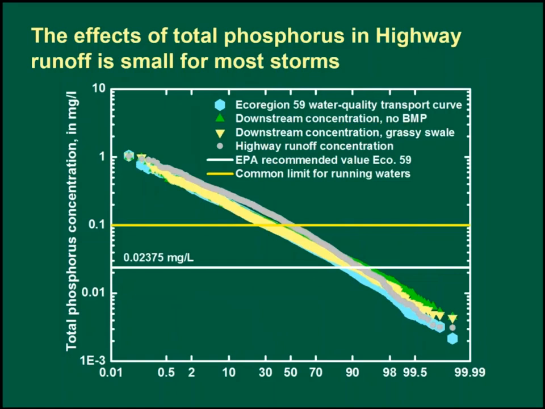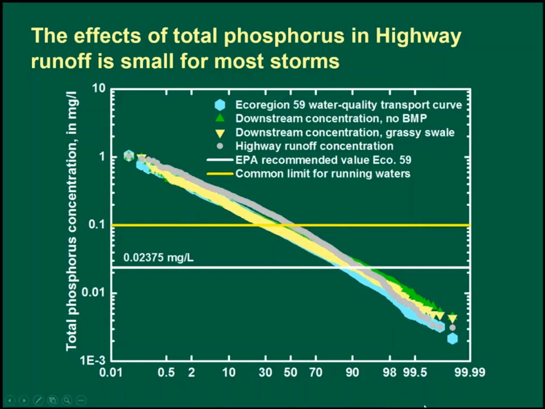So this is the third graph. Again, it's total phosphorus on the vertical scale, and the horizontal scale is the risk axis. And what we see here is upstream, downstream, and the highway runoff. And we can see in this case, even though Howard Brook is only 1.34 square miles and the highway is 6 acres, a relatively large ratio, we can see that the highway really doesn't have an effect on water quality at this site.